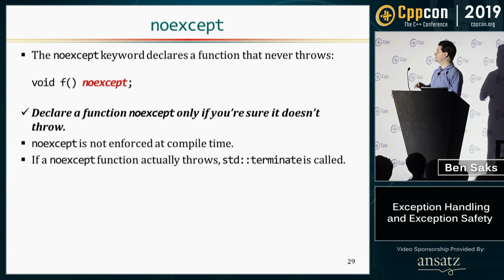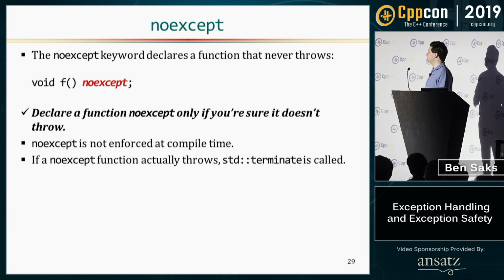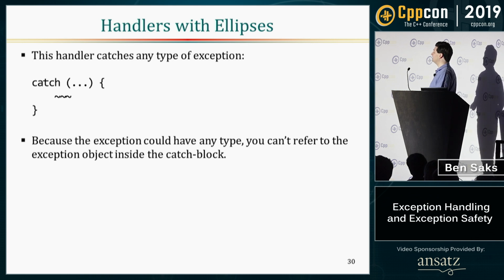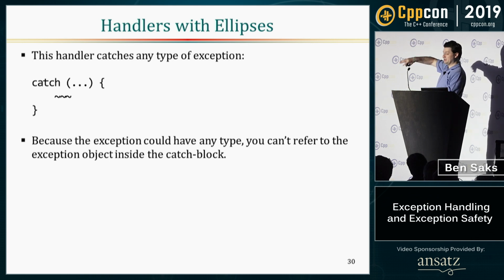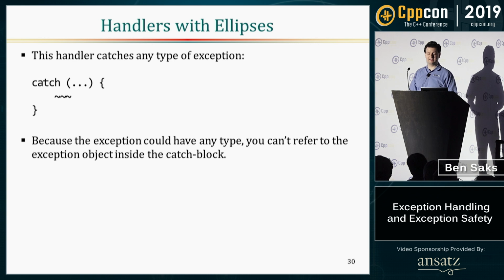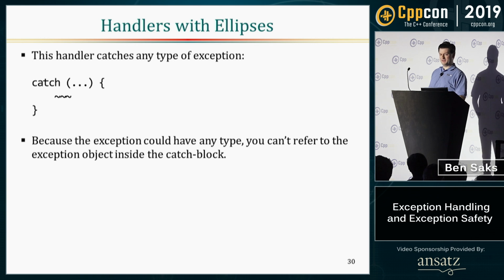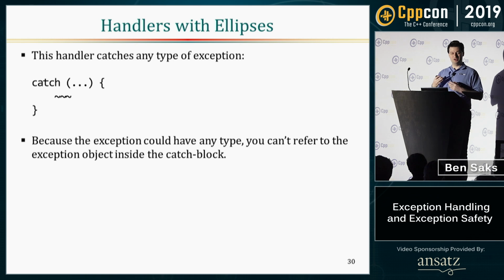So you really want to be sure in this case that your function doesn't throw exceptions, because we don't want to terminate unnecessarily. Now it turns out you actually can catch any kind of exception at all by writing a catch block that looks like this. It has an ellipsis in the catch instead of a declaration for a specific type of exception. But the thing is, at that point, you don't know what kind of exception you caught.